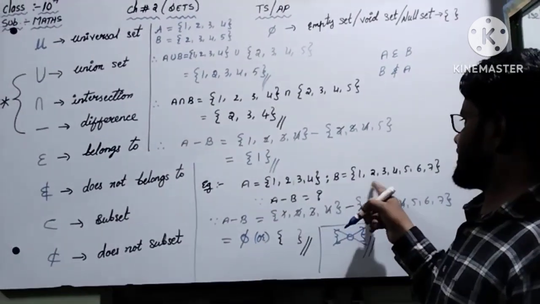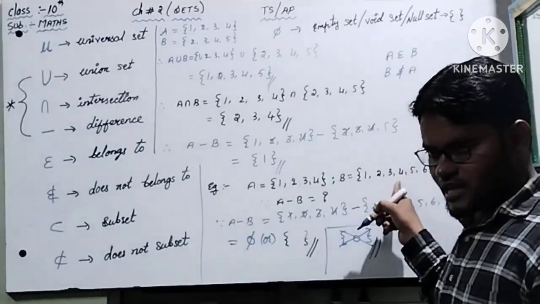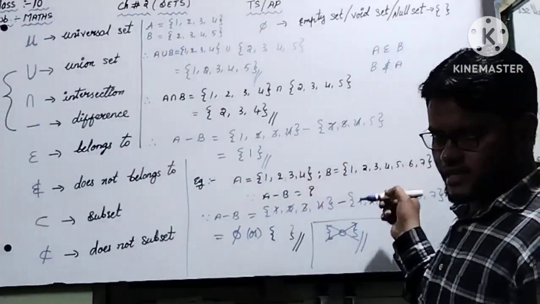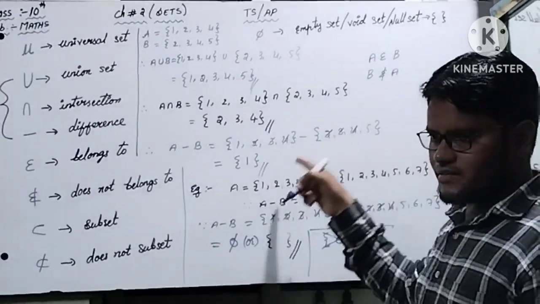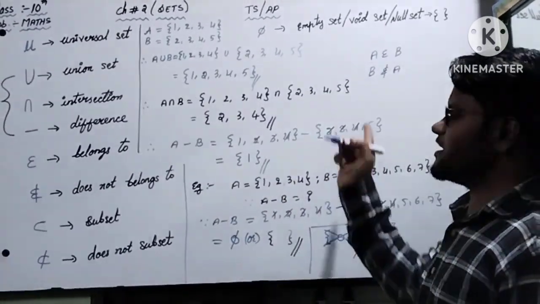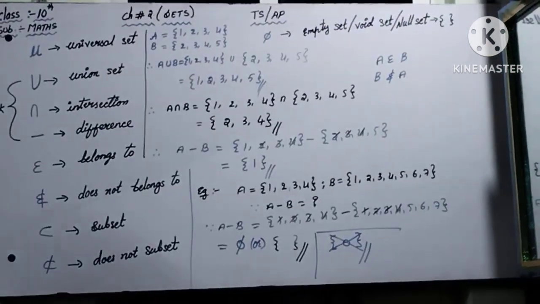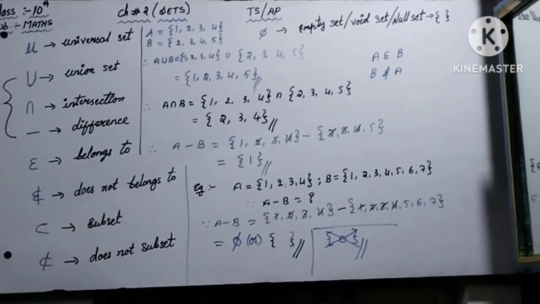Understand? Because whatever elements are in B, those elements are not in A. 5 is not in A, 6 is not in A, 7 is not in set A. So B does not belong to A. Any doubts? Now see some more examples on subset and does not subset.